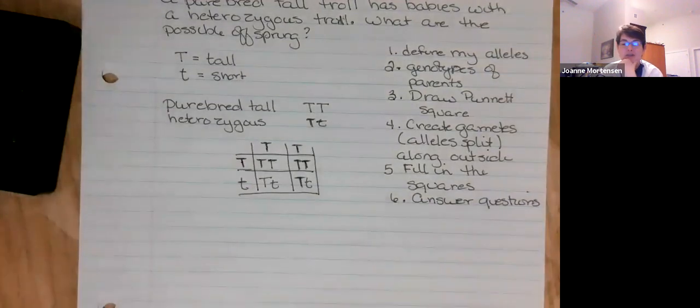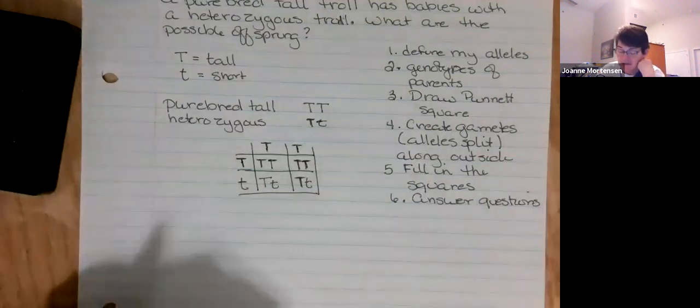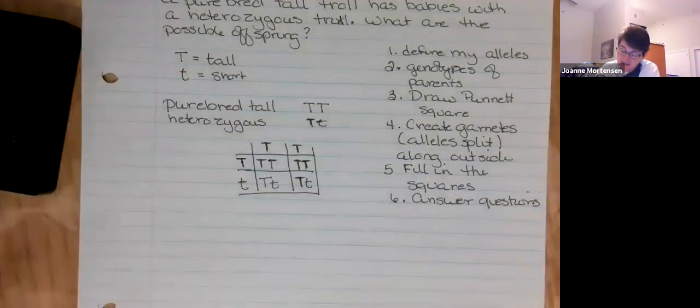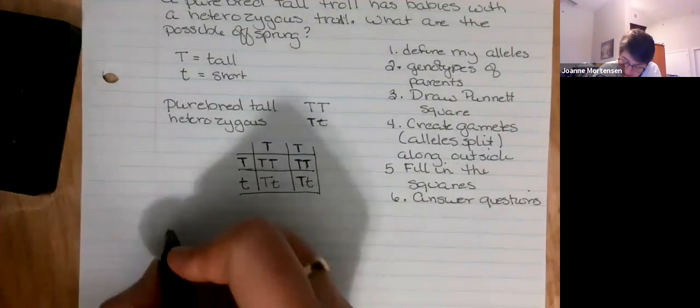I didn't really do it on purpose, but you know what? What are the possible offspring is pretty darn vague. Usually it'll say, what are the genotypes of the offspring? What are the phenotypes of the offspring? How many of each you got? I was pretty vague there. So let's cover all our bases. So what are the possible offspring?